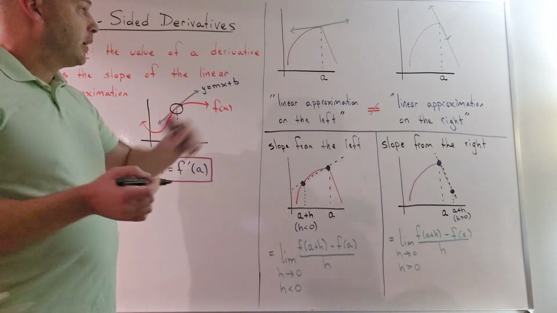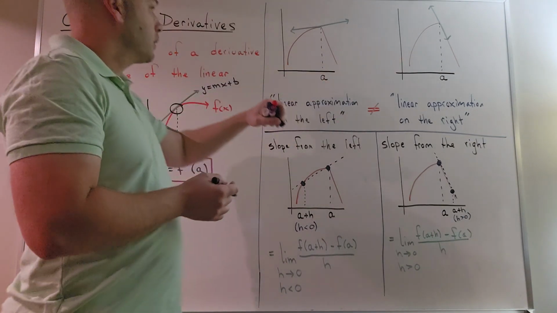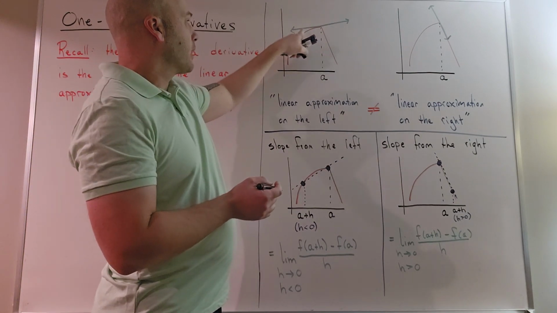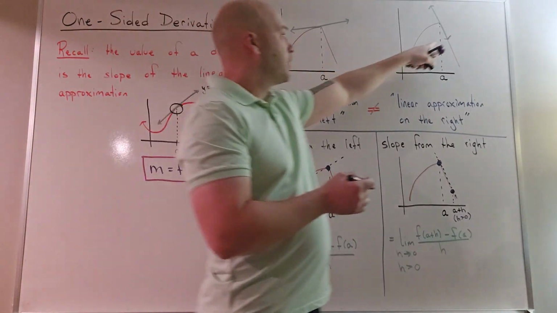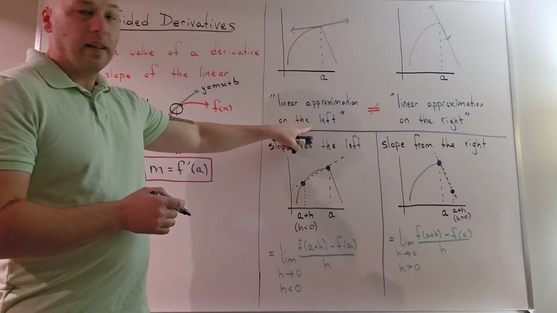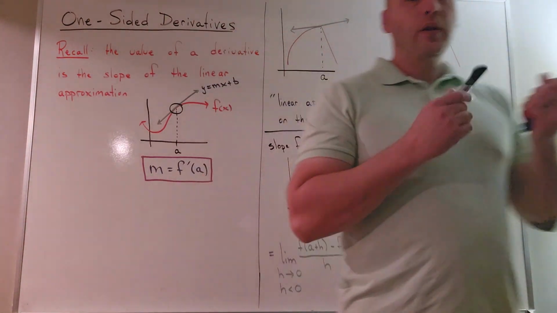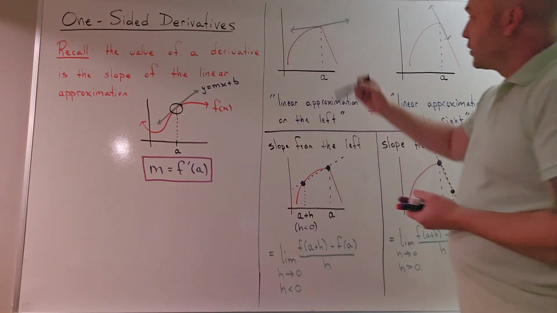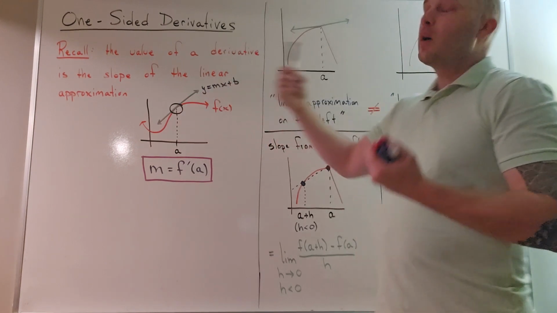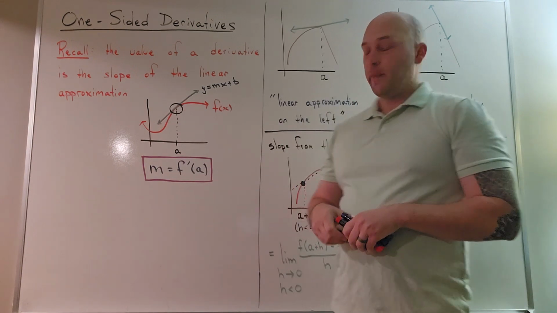Now consider the following graph. Let's look at this red graph here. Same one over there. It's the same function. If I look at the linear approximation to the left and the linear approximation on the right, they're different at that point x equal to a. So the linear approximation on the left does not equal the linear approximation on the right. Okay? So therefore the derivative doesn't exist because there's not a straight line approximation like we have here that works on both sides. All right, so what we can do is just look at the slope from the left and the slope from the right.